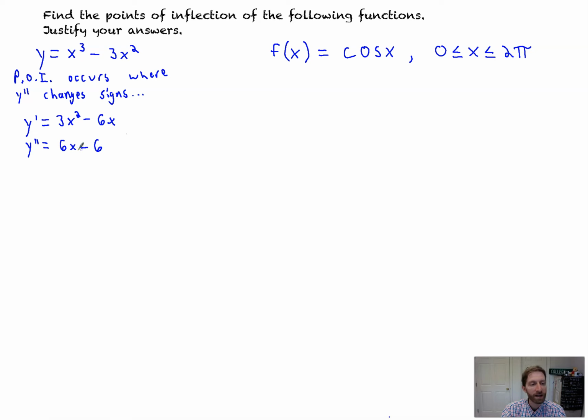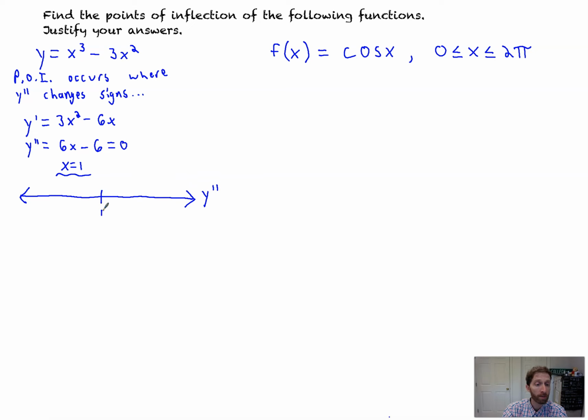Okay, very nice. So we set this equal to 0 because that's the only place where a function can change signs, that or where it doesn't exist, but this exists everywhere. So 6x minus 6 equals 0 when x is equal to 1. Add 6 to both sides, divide by 6. So this is your possible point of inflection. We have to test it. Just like we tested the first derivative to see where relative maxes and mins could occur, we have to test the second derivative to see where points of inflection, concavity changes, could occur.